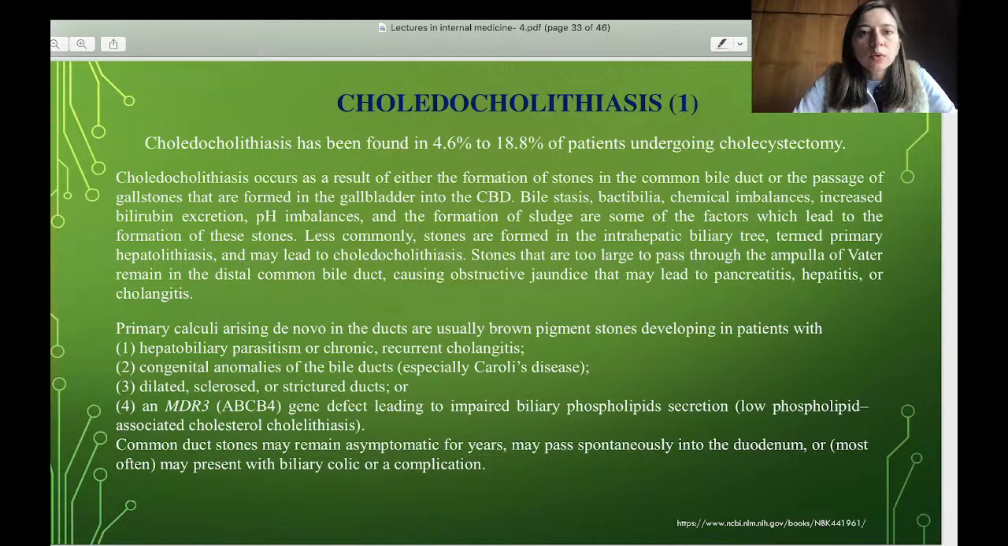Less commonly, stones are formed in the intrahepatic biliary tree, termed primary hepatolithiasis, and may lead to choledocholithiasis. Stones that are too large to pass through the ampulla of Vater remain in the distal common bile duct, causing obstructive jaundice that may lead to pancreatitis, hepatitis, and cholangitis.